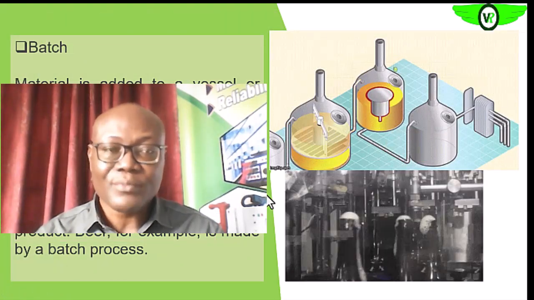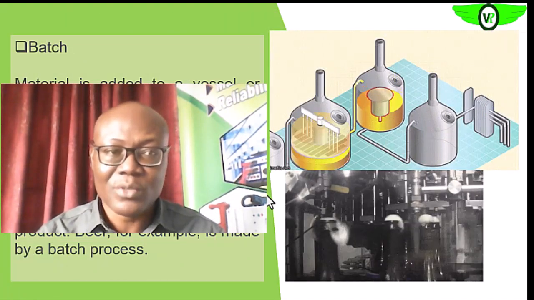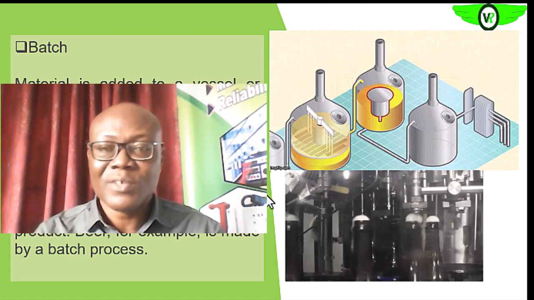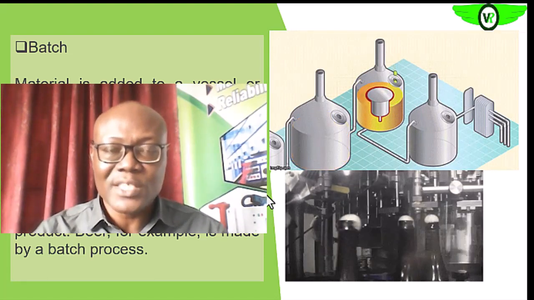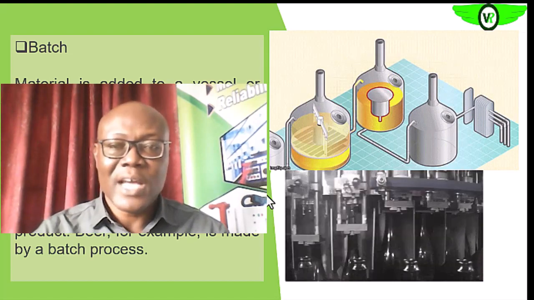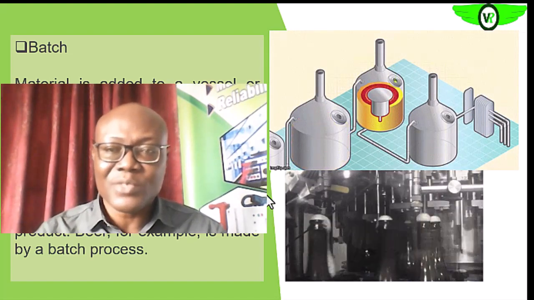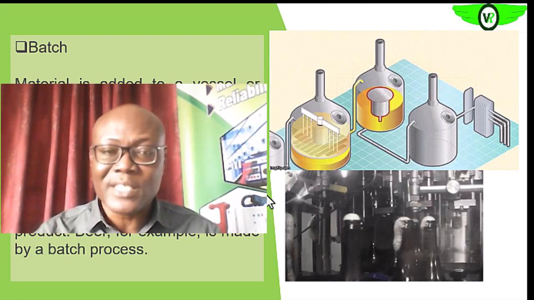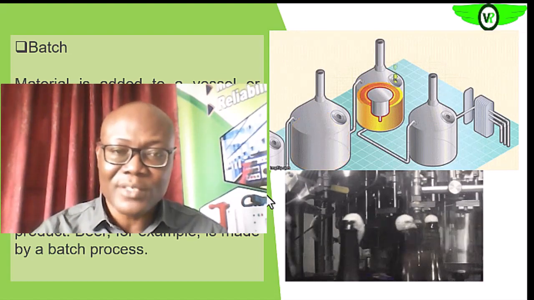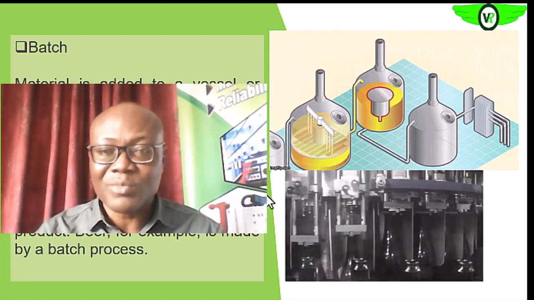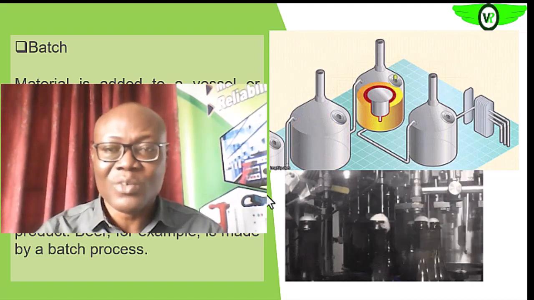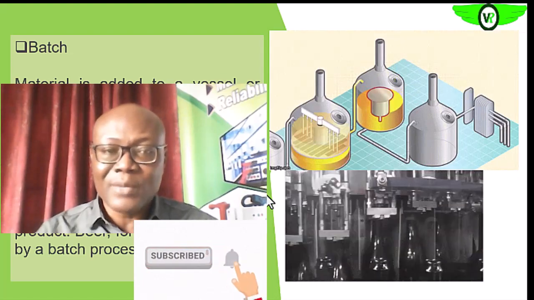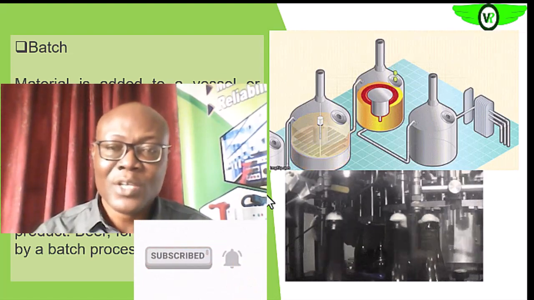We also have the batch process. In the batch process, materials are added in a vessel at a particular quantity and measurement. They are added in a vessel, then a process is meant to take place. At the end of that process, the product is moved to another process, and then maybe other materials will be added or it will be subjected to a different condition, to generate another product from that process.